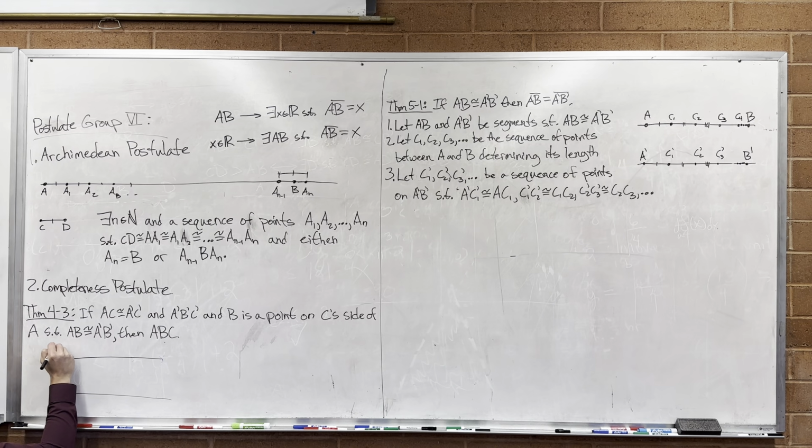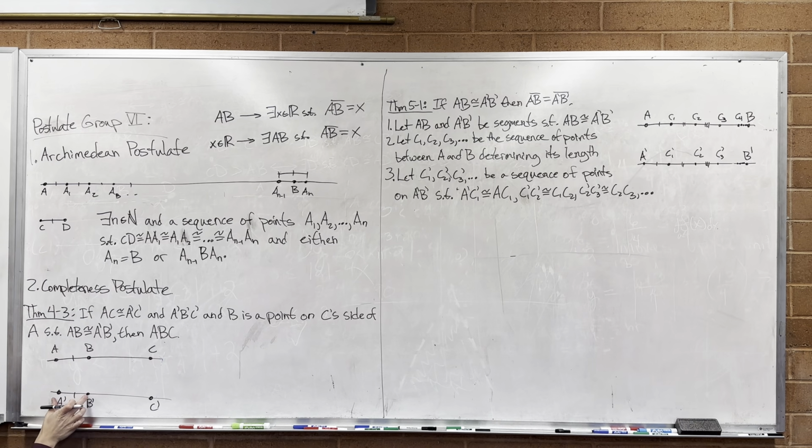Here's my A. Here's my C. Here's my A prime. Here's my C prime. So if AC is congruent to A prime C prime, and B prime is a point between A prime and C prime, so pick some point over here, B prime, and B is a point on the same side of A as C, such that AB is congruent to A prime B prime. So B's right there.